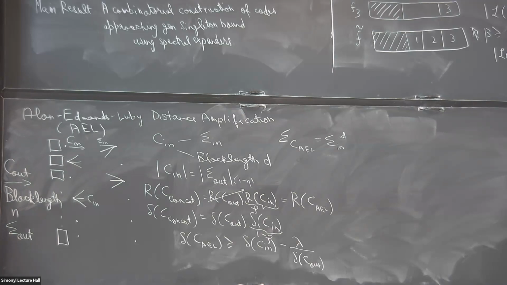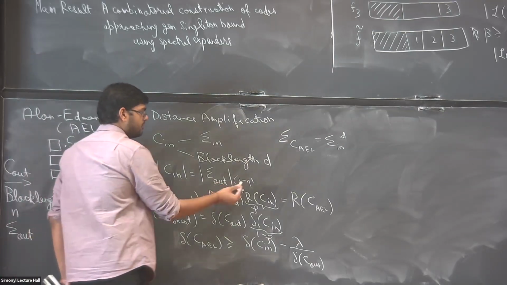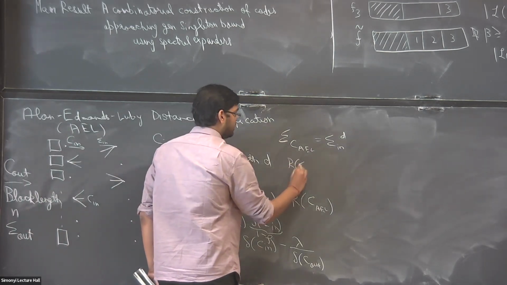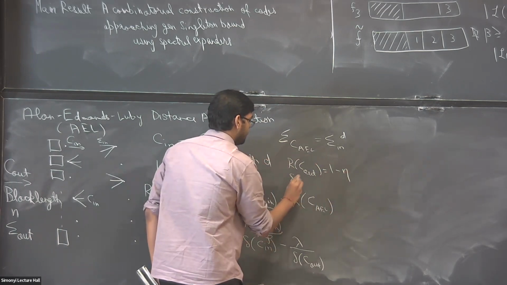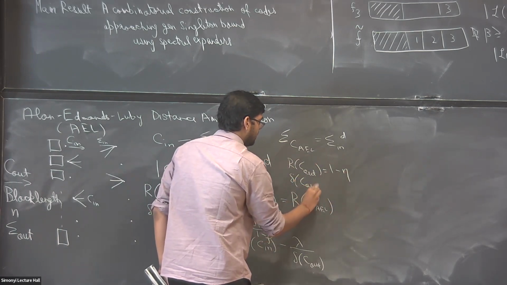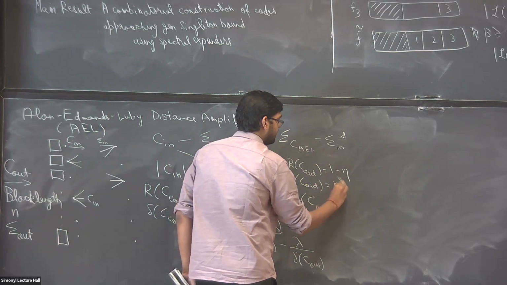You also need some constant distance, just a small constant. So for example, for rate R, let's say R of C out was 1 minus eta. It would be okay with distance being eta to the 8.